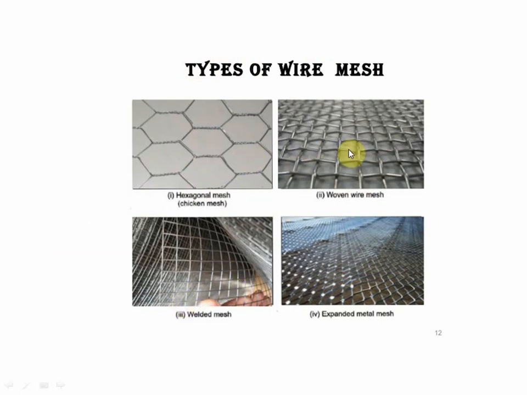And here in woven wire mesh the intersections are connected by passing on one another. And this is the expanded metal mesh. Expanded metal mesh is mainly used in construction of ferrocement walls or any ferrocement work. In the construction of big components of ferrocement, they'll go for expanded metal mesh. Okay, we'll study these also one by one.